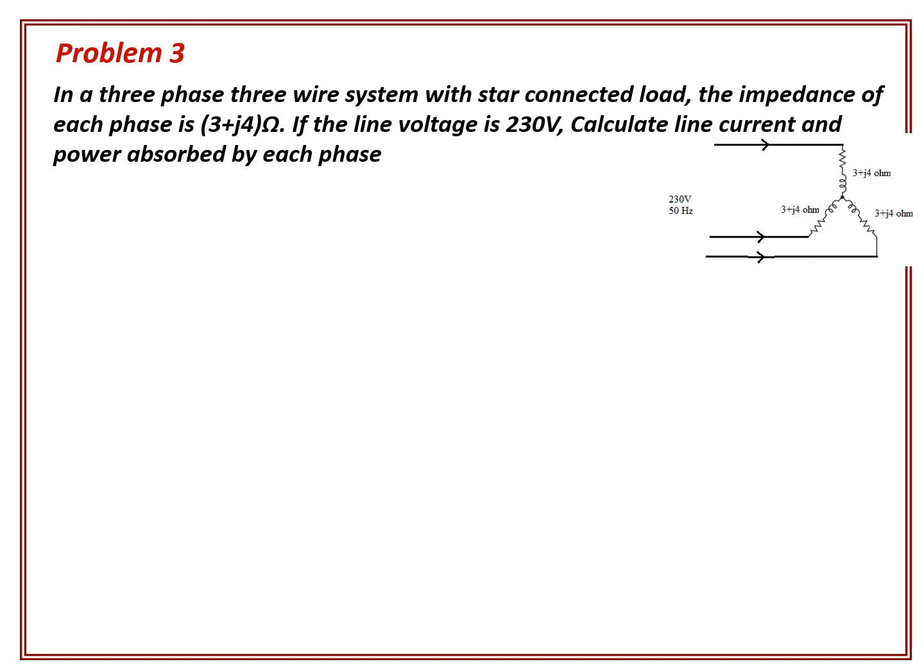This is a problem from star connection. Here, 3 impedances are connected to form a star. Impedance of each phase is given as 3 plus J4 ohm. Since the impedance is 3 plus J4, we can infer that the impedance is inductive in nature. Here it's given the line voltage as 230 volt, so take VL equal to 230 volt. The question is to calculate the line current IL and power absorbed by each phase.